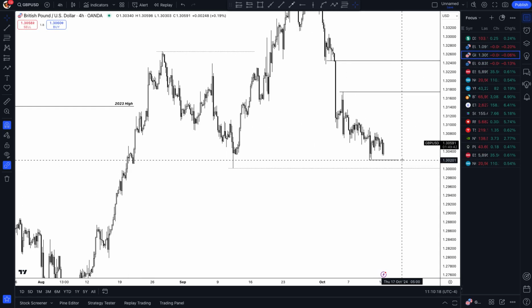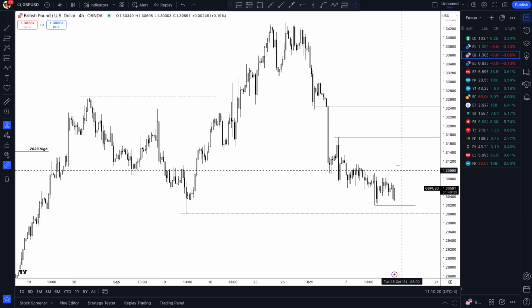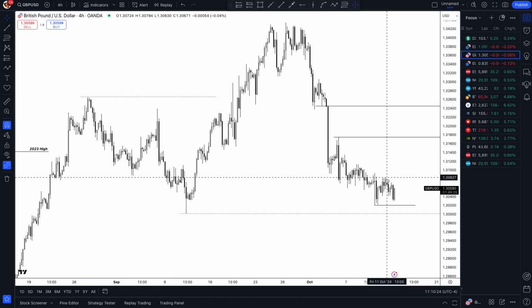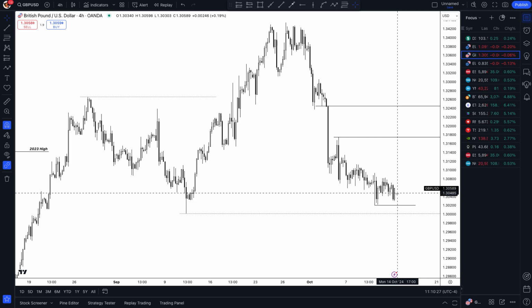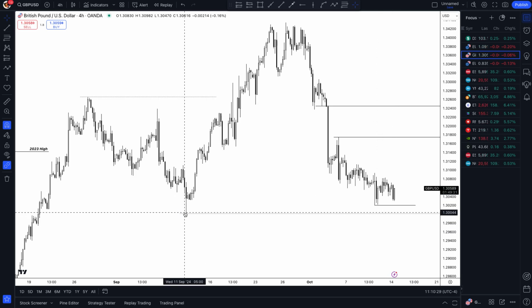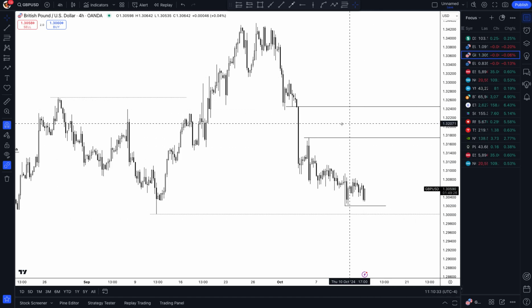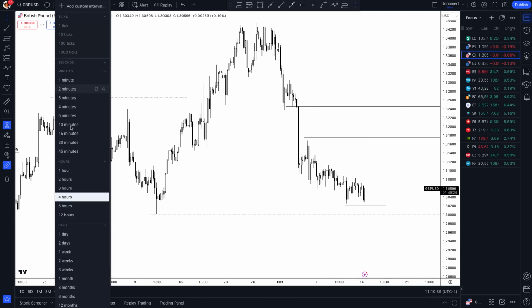And same idea with GU. If DXY trades higher tomorrow, looking for GU to raid this low and this low as well, then looking for a reversal off there to that daily fair value gap with the low resistance liquidity there for buy side.